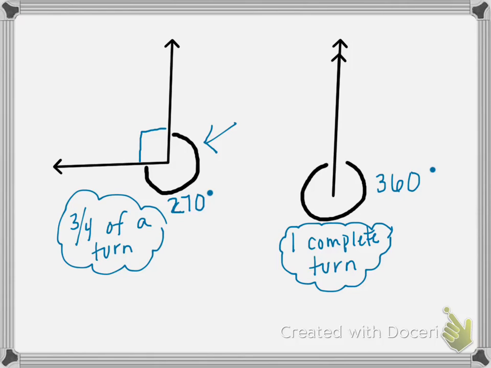Now if I do one full complete turn all the way around a circle, of course we know that's 360 degrees because it's 90 degrees 4 times. So again, this should be familiar, but I need you to be back in that mindset for class tomorrow, thinking about your geometry terms and vocabulary that we've learned in the past.